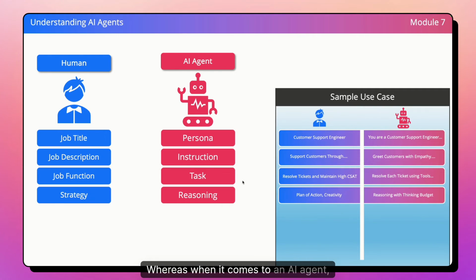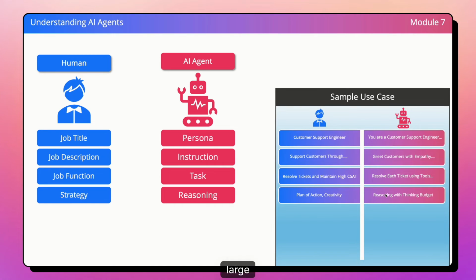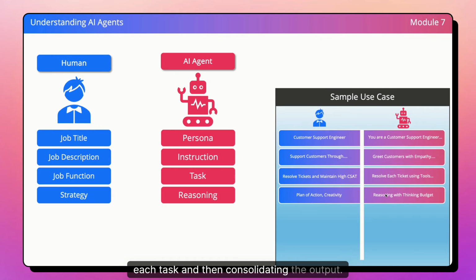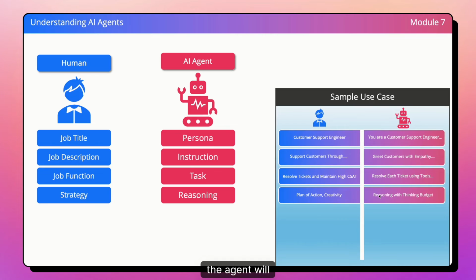Whereas when it comes to an AI agent, it is typically based on the reasoning delegated to the underlying model. So the model is responsible for breaking down the large task into multiple subtasks and performing each task and then consolidating the output. So basically, this is how the agent will execute a specific task. It is the plan of action for the agent, which is driven by the underlying model.